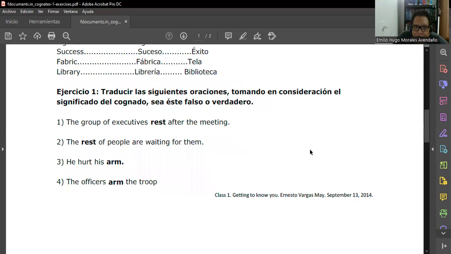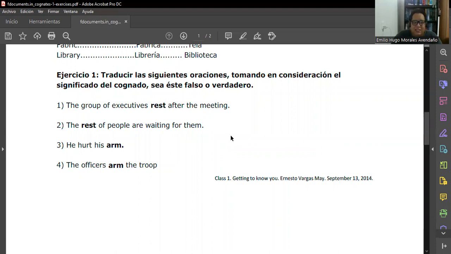Teniendo en cuenta esto, vamos a realizar un ejercicio, ¿no? Dice, el ejercicio 1 es traducir las siguientes oraciones tomando en consideración el significado del cognado, sea este un falso cognado o un cognado verdadero. Then the number 1 said the group of executives rest after the meeting. Well, in this sentence, we can note that it's the word rest, but rest is not restar, ¿sí? Porque podríamos pensar que en español sería restar, pero en realidad el contexto aquí radica en que si nosotros hacemos la traducción con contexto, podemos decir que la reunión ha terminado y que los ejecutivos van a descansar después de dicha. They're going to rest.